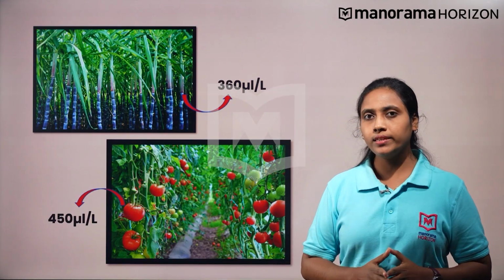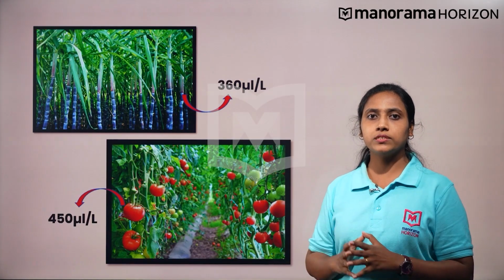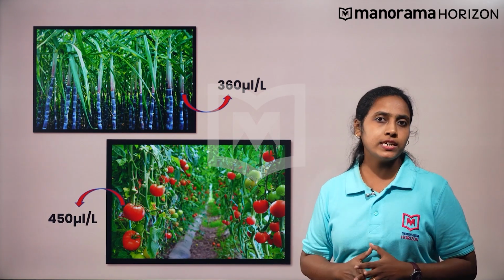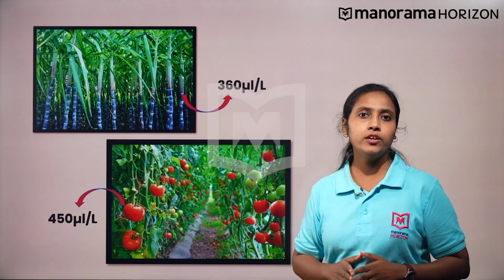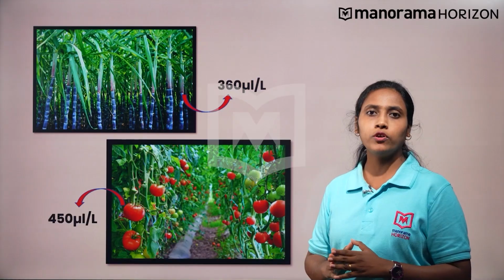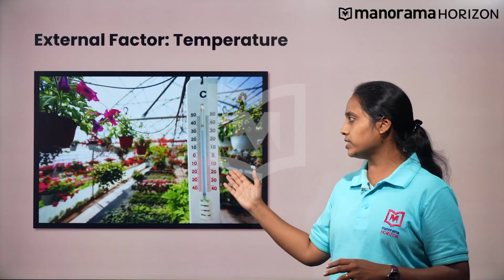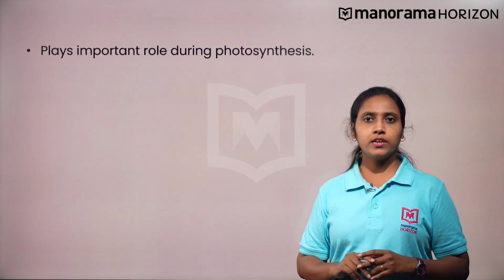Do you know one thing? In greenhouses, the carbon dioxide concentration is kept high to increase the yield of tomatoes and bell pepper, and to prevent the process of photorespiration. Now that we are familiar with the two factors, we'll see the third factor, which is temperature.